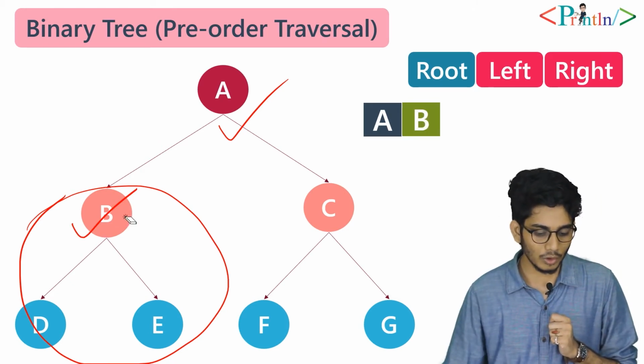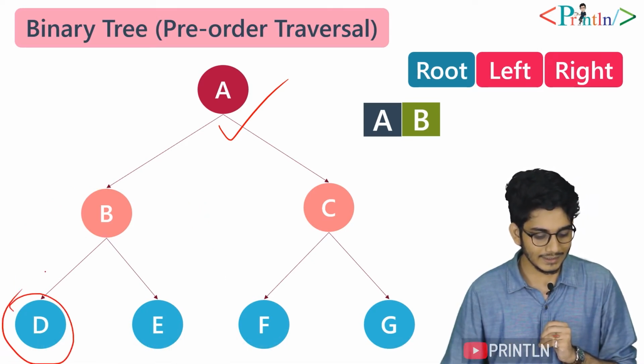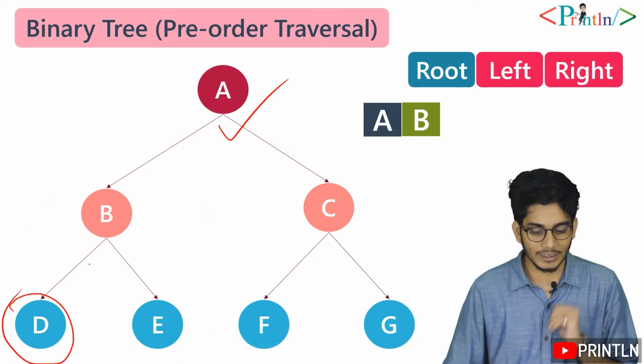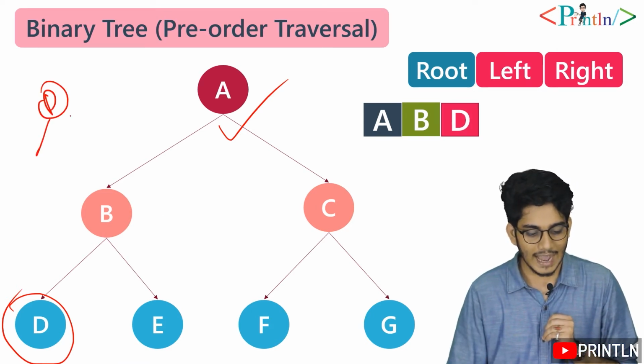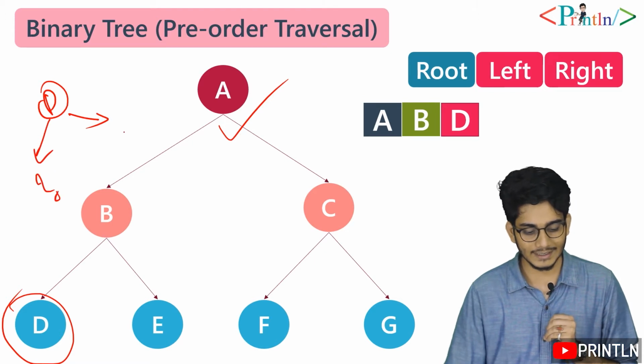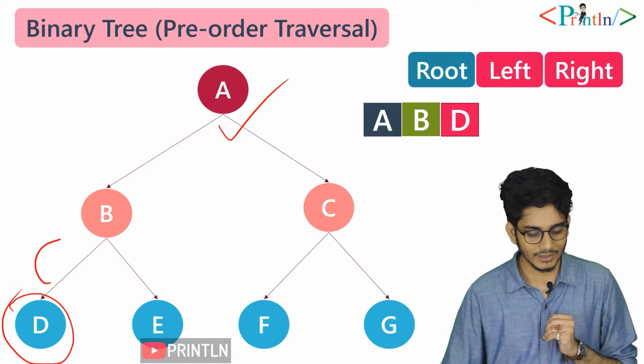Now we'll go to the left of B. At B's left we have D. So we'll print D. D doesn't have any value at its left and right, so it will just return.